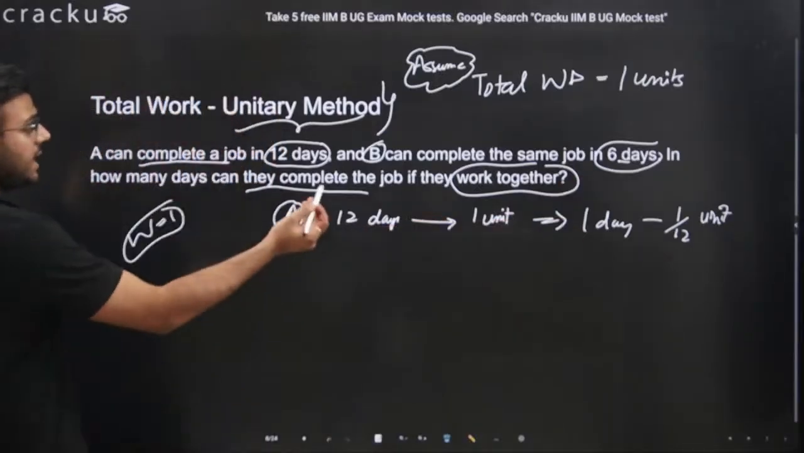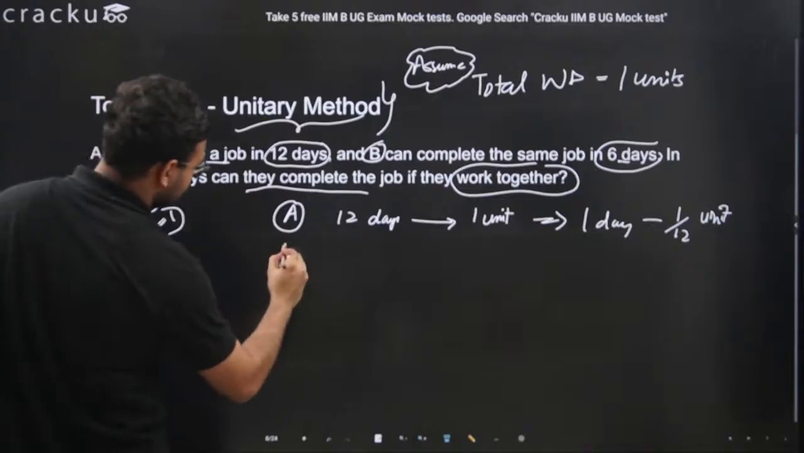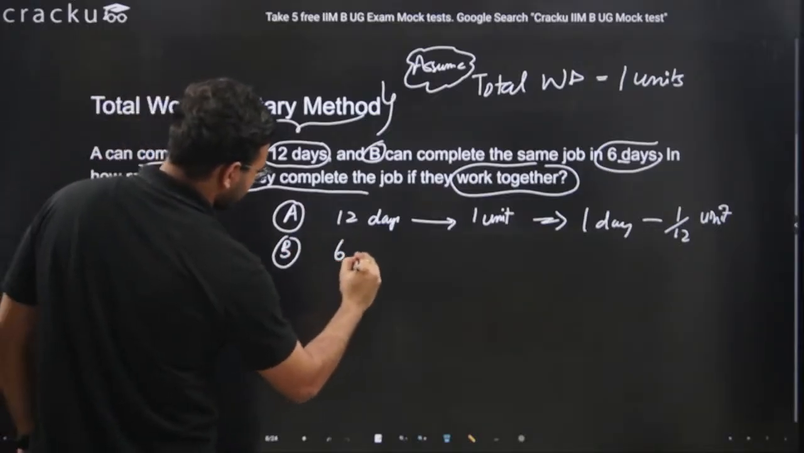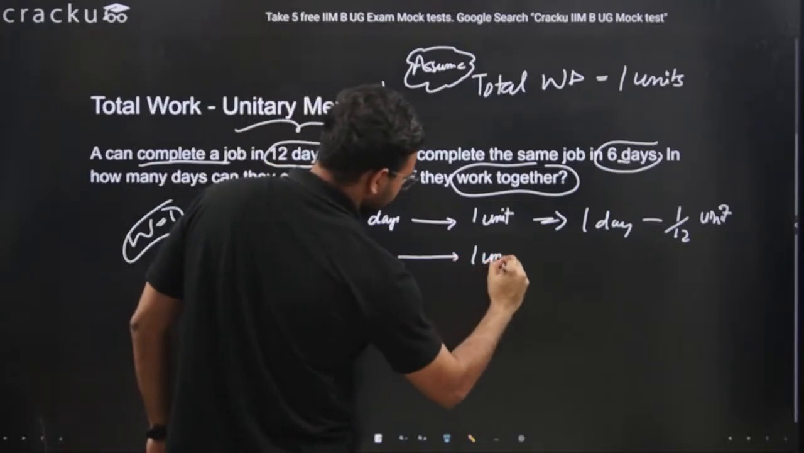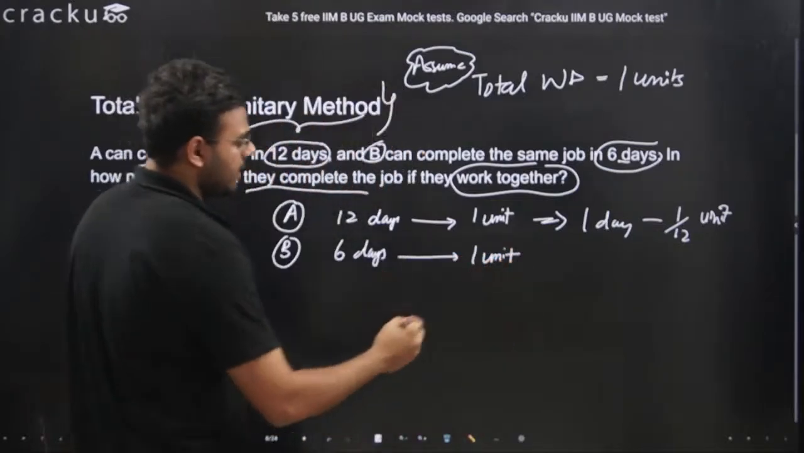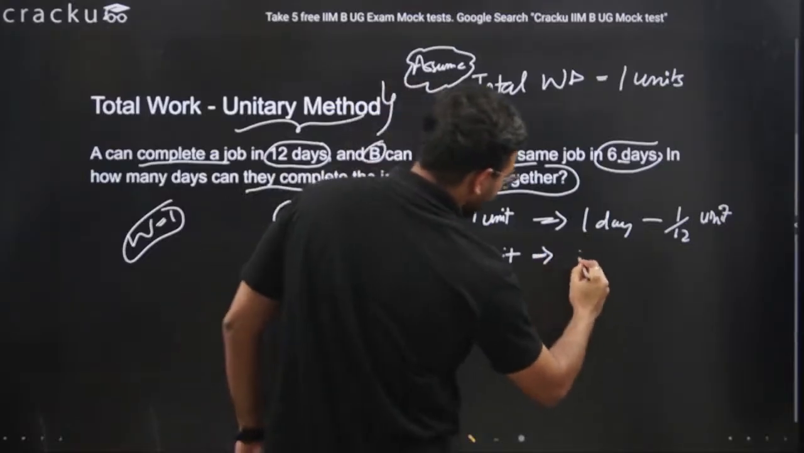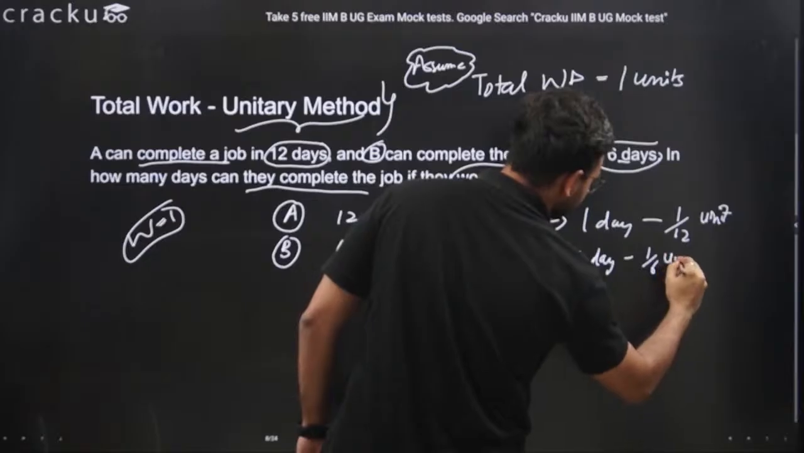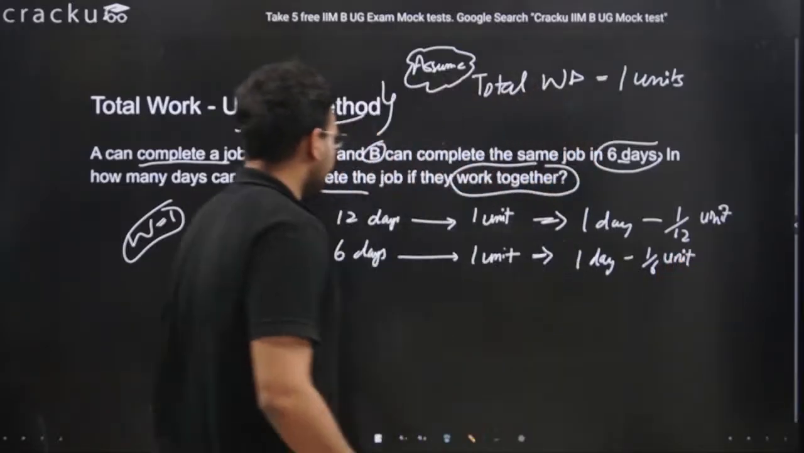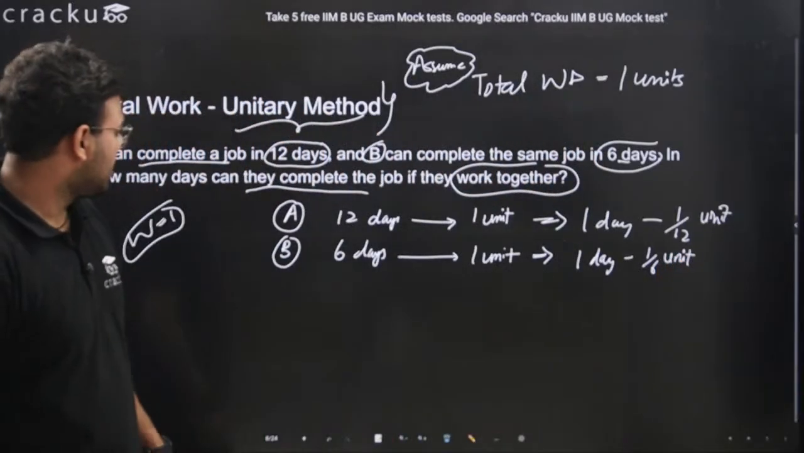Now we have B. B can complete the same job in 6 days. So B is taking 6 days to do that 1 unit. Therefore, in 1 day he can do 1 by 6 unit.